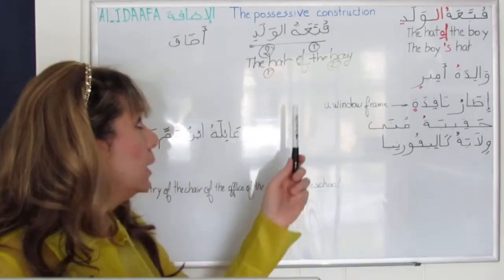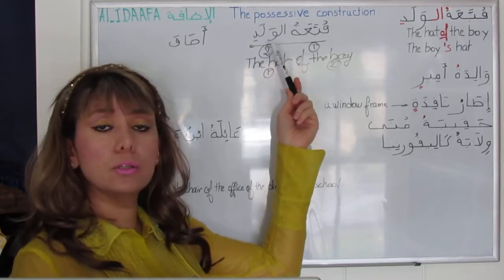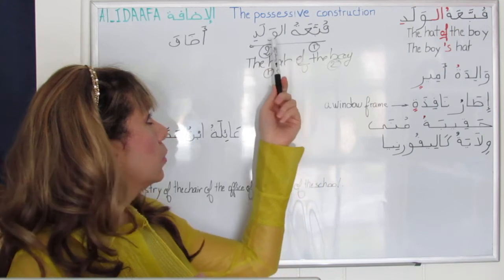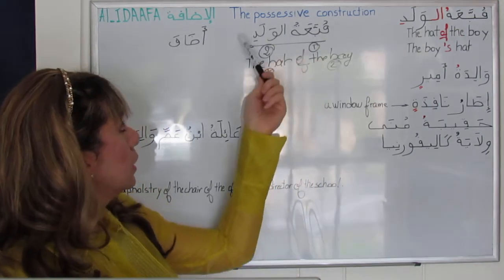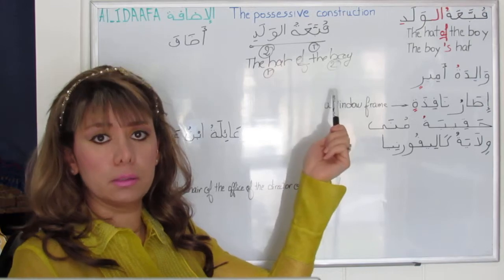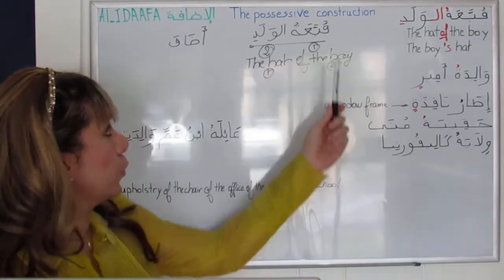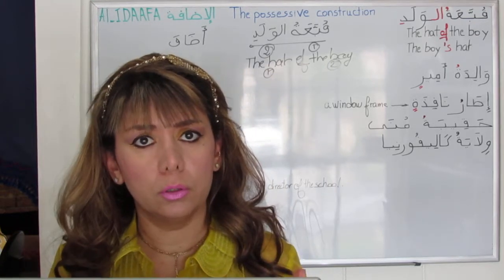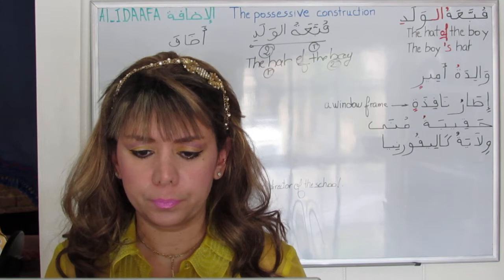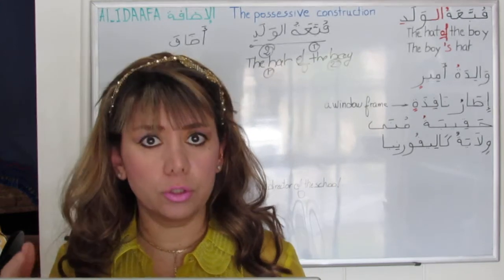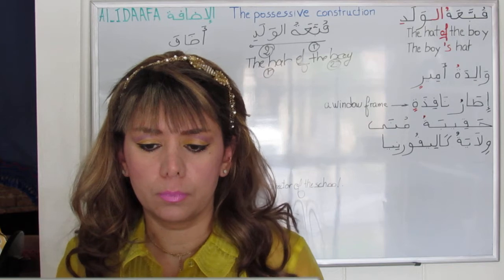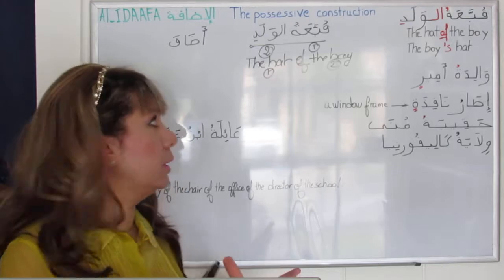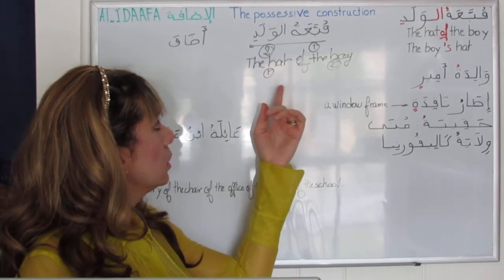Notice that only the second term carries the definite article al, which is showing that this idafa structure is definite. And the first term never carries the definite article al, even though the structure is definite. So the presence of al in the second term is the sign of definiteness. The hat of the boy.